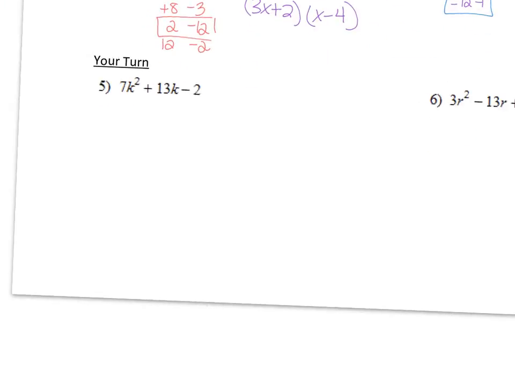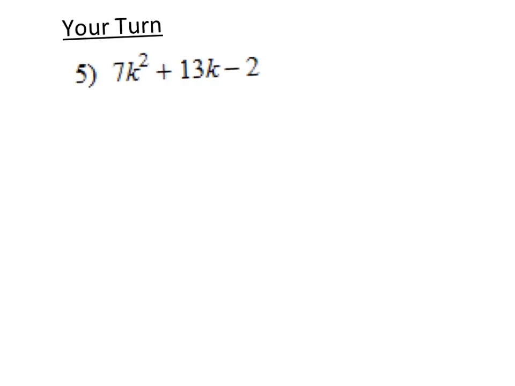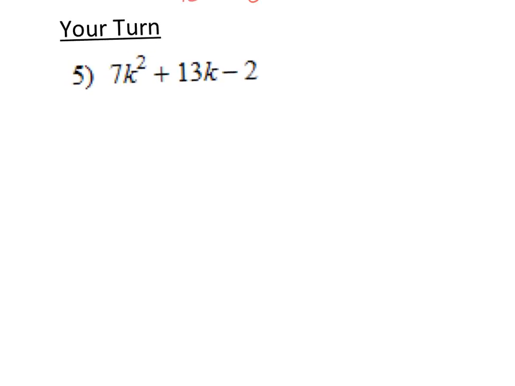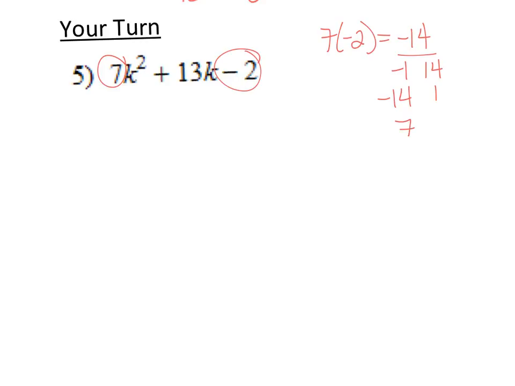So I'm going to do number 5 with you guys, just as one more practice. So again, first step, we're going to multiply 7 times negative 2. So 7 times negative 2 gives you negative 14. Well, factors of negative 14, I have negative 1 and 14. I have negative 14, 1. I have a negative 7 times 2. I believe that's all my factors.